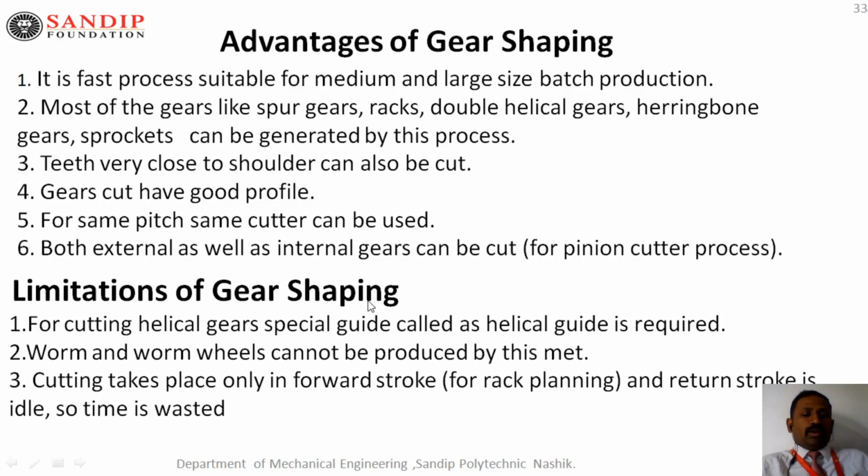Now the limitations of gear shaping. For cutting helical gears, a special guide called a helical guide is required, when our need is helical teeth. Worms and worm wheels cannot be produced by this method. Cutting takes place only in the forward stroke, as in rack planing, and the return stroke is idle, so that time is wasted.